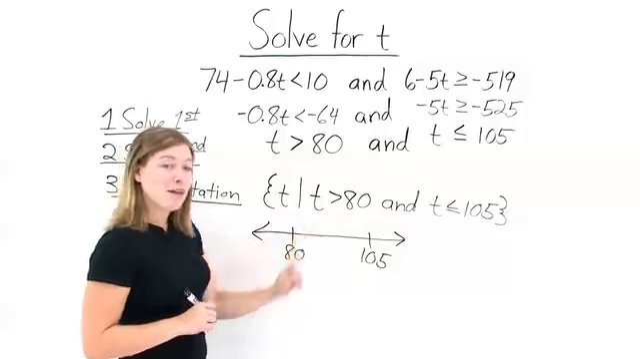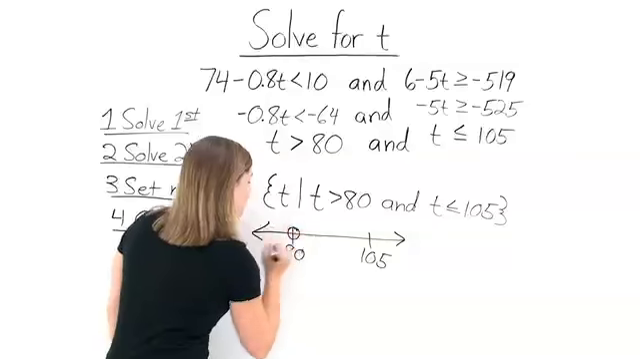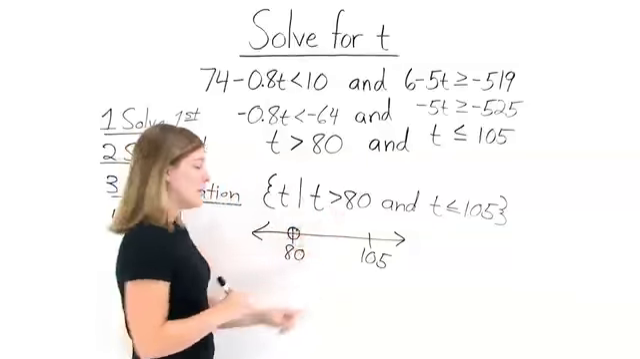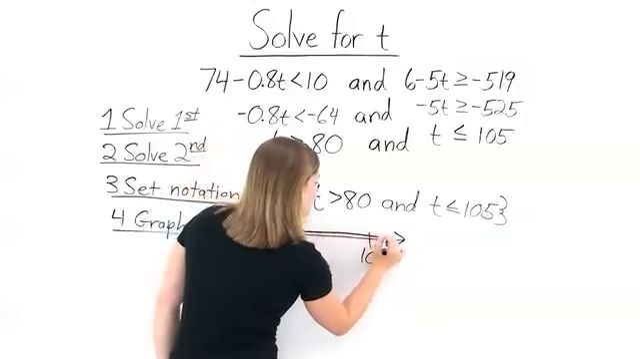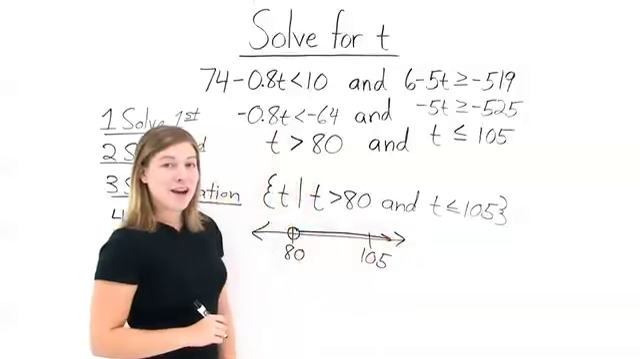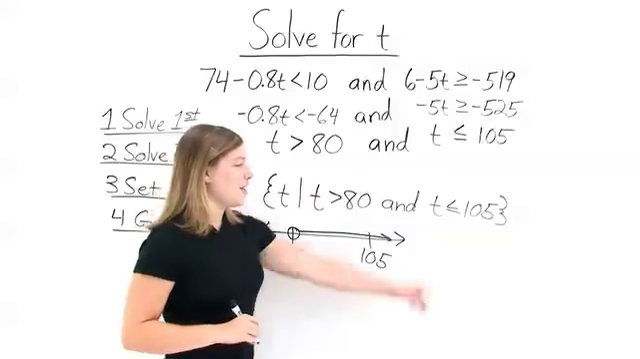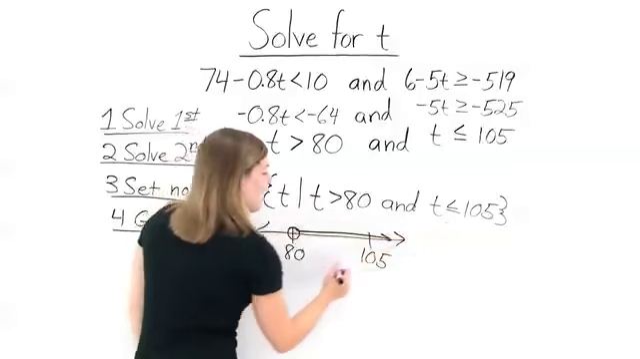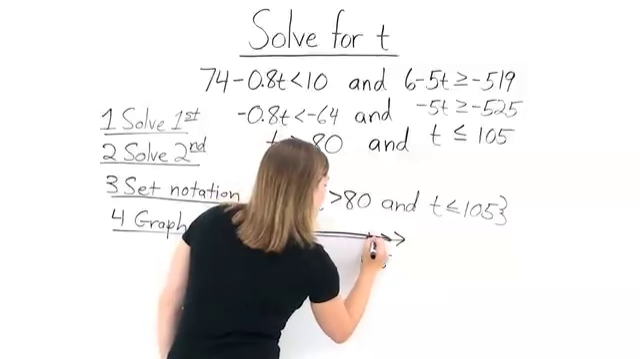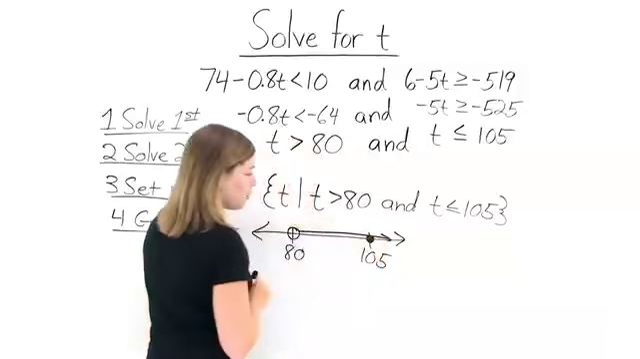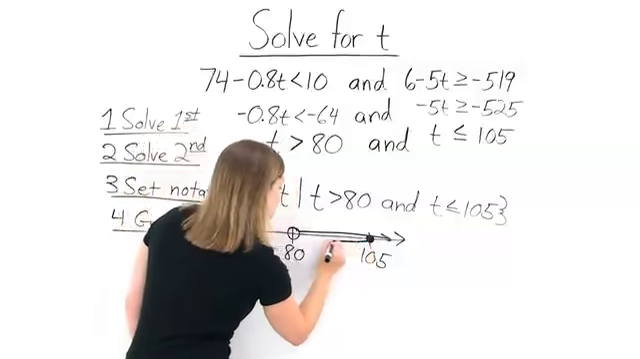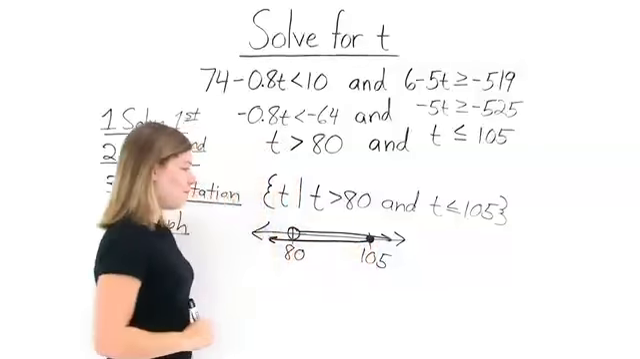Greater than. That means we have an open circle at 80. Now for the arrow. t is greater than 80. So t is anything that's bigger than 80. We have a right pointing arrow. Now for the other inequality. t is less than or equal to 105. Well, at 105, we have a less than or equal to. So we have a closed circle. And t is less than or equal to, so we have a left pointing arrow.